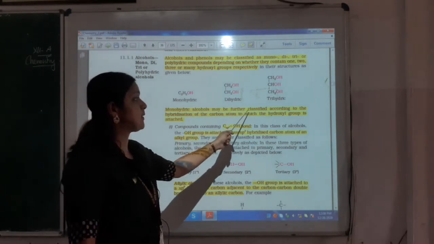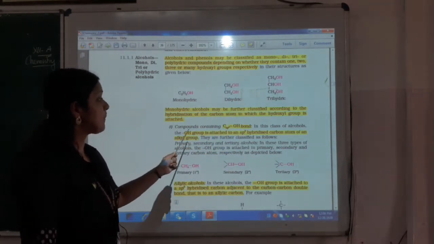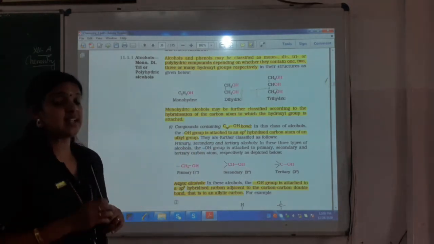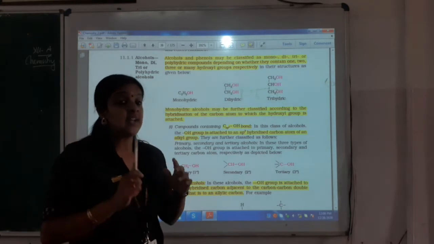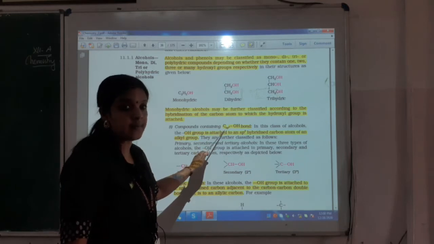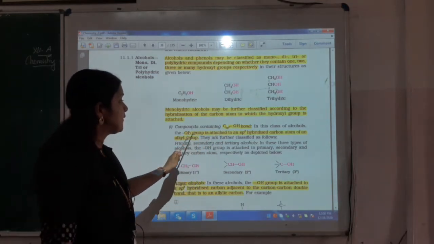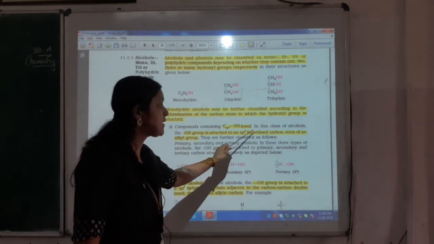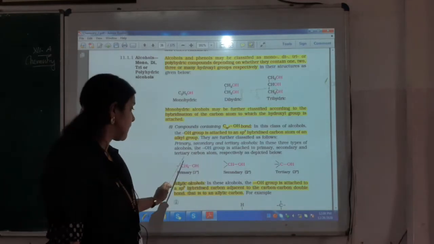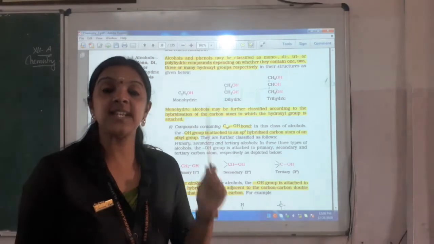Monohydric alcohols may be further classified depending on the hybridization. Compounds containing a C-sp3 bond. Even in haloalkanes and haloarenes, we were talking about the type of hybridization of the carbon to which the functional group is attached. So in this, if the OH group is attached to an sp3 hybridized carbon atom, then you have three main types: primary, secondary, tertiary, which we have already seen in haloalkanes.